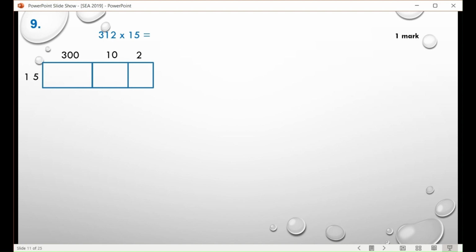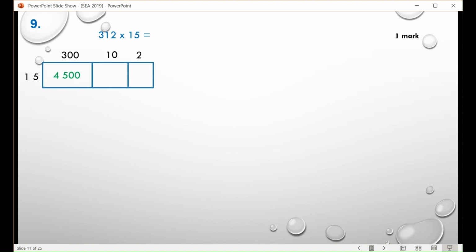300 by 15, 10 by 15, and 2 by 15. And we know our 15 times table from the clock. 1 15 is a quarter turn, which is 15. 2 15s is a half turn or half an hour, which is 30. And 3 15s will be 3/4 turn or 45 minutes. So 3 15s are 45, and we have 2 zeros because it's 300s. So 300s times 15 is 45 hundreds or 4,500.